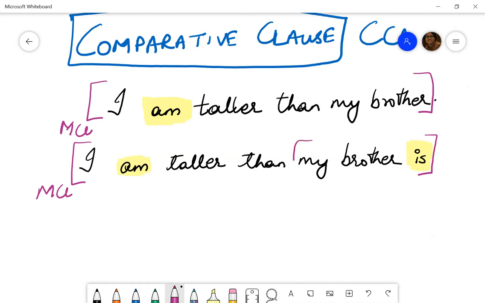And then my brother is, I should have used another color. Let me use that another color. The other colors are only again for you to know how the clauses are distinguished. Otherwise in the exam, there is no need. This is only for you to know, right? So this entire chunk is my main clause, and this part out here is my CCL. Yeah, that's it. These are the types of clauses that you look at.